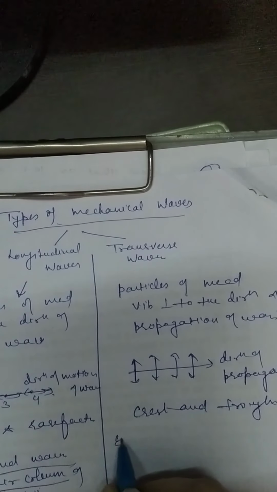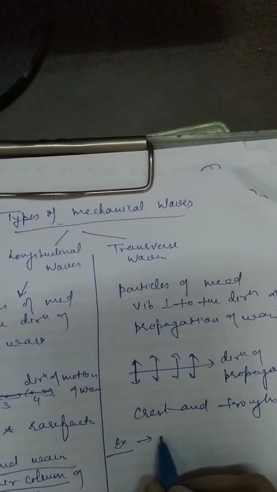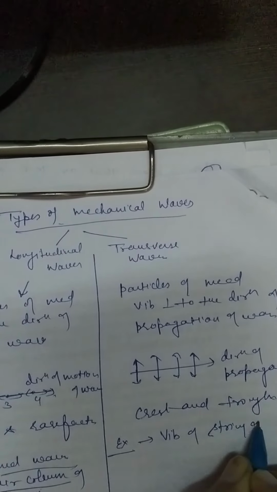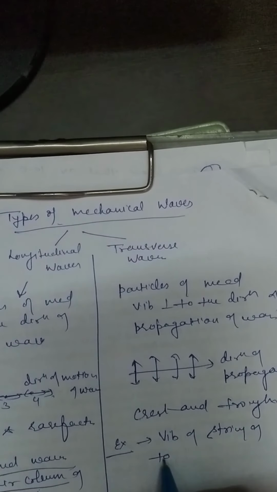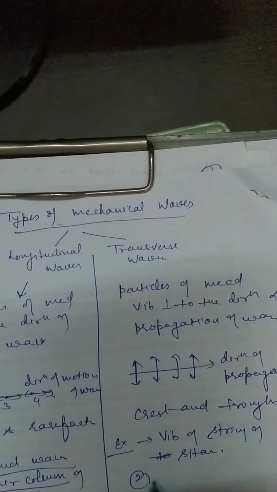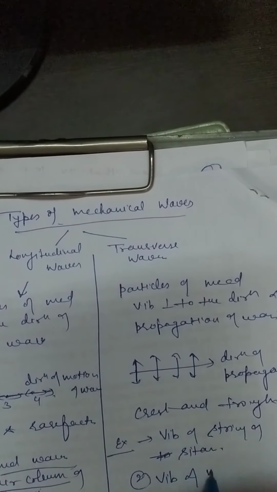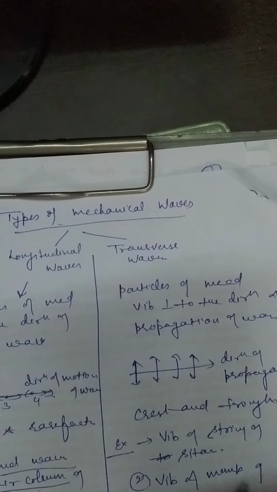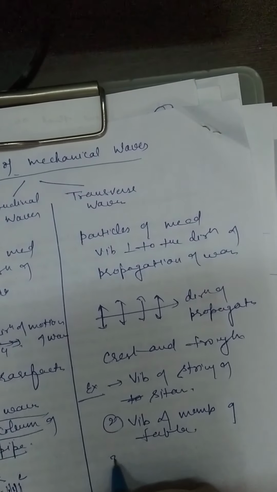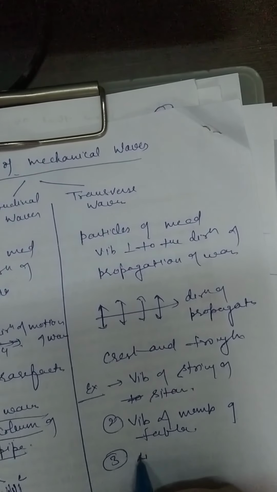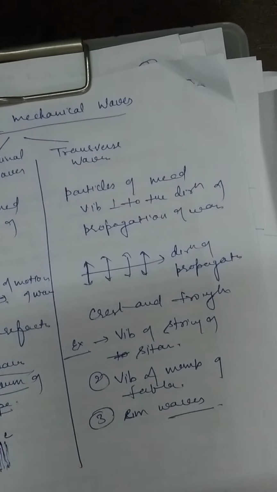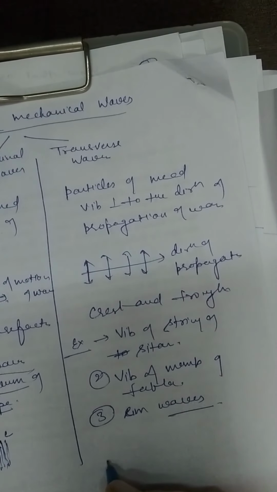Its example is the vibration of the string of a sitar. Second example, vibration of the membrane of tabla. These are the examples. Or all the electromagnetic waves like light waves, EM waves are also transverse in nature. These waves travel in the form of crest and trough.